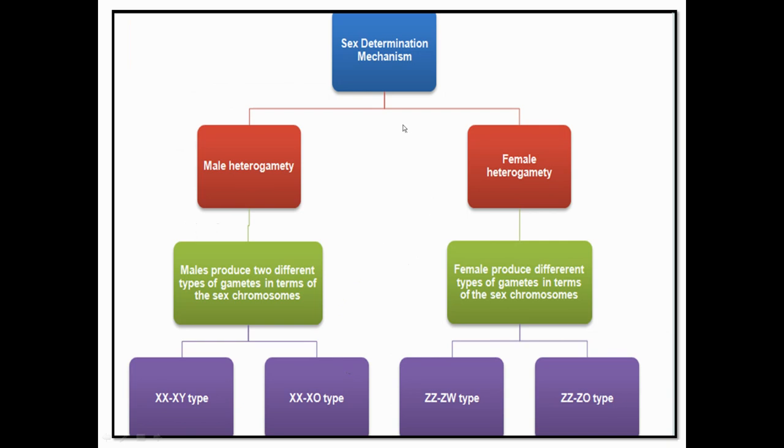Now comes the sex determination mechanism. We have two conditions, that is male heterogamety and female heterogamety. When males produce two different types of sperm, that is referred to as male heterogamety. Here you can see XX-XY, this is prevalent in humans, and XX-XO type, we will see the examples in the next text. And female heterogamety is when females produce two types of eggs. This type of condition is referred to as female heterogamety. We have two types of division, that is ZZ-ZW type and ZZ-ZO type.